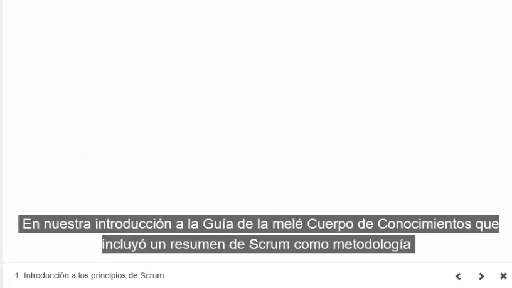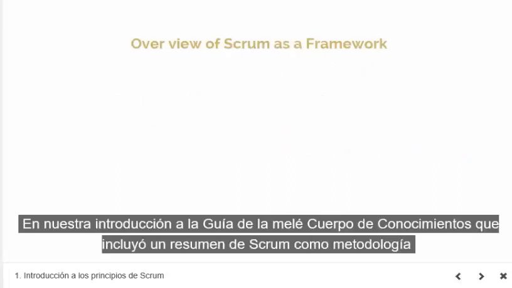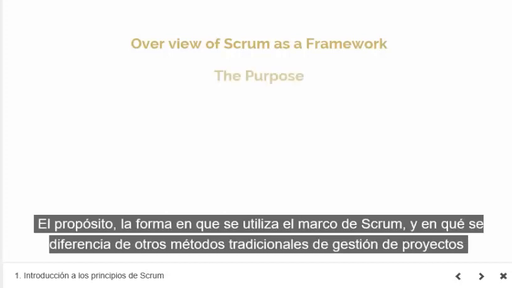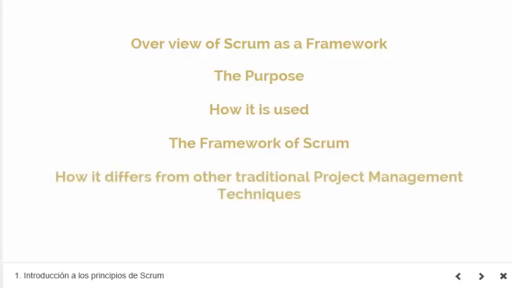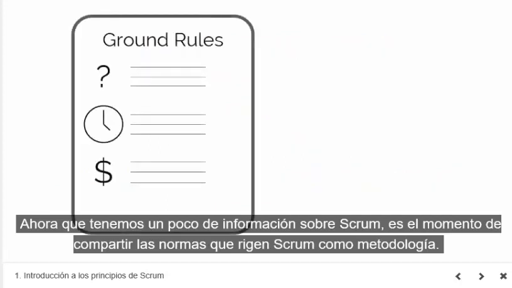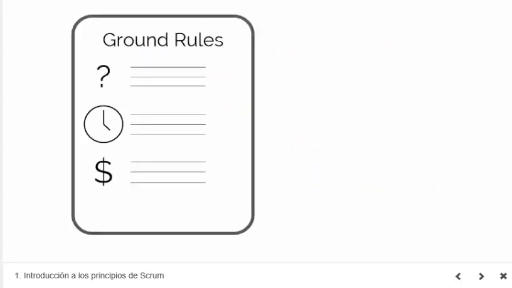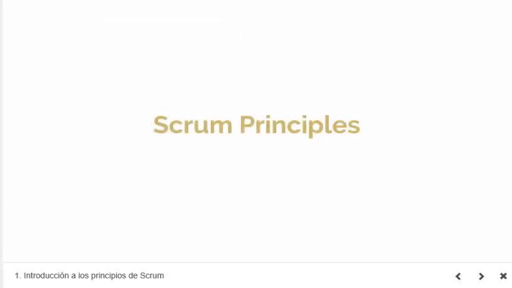Scrum body of knowledge. In our introduction to the SBOK guide, we covered an overview of Scrum as a framework, the purpose, how it's used, the framework of Scrum, and how it differs from other traditional project management methods. Now that we have quite a bit of information about Scrum, it's time to share the ground rules governing Scrum as a framework. These ground rules are the Scrum Principles.